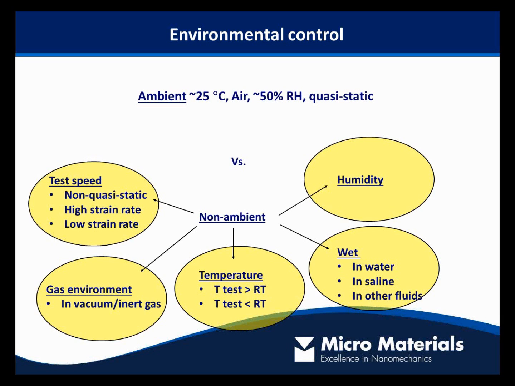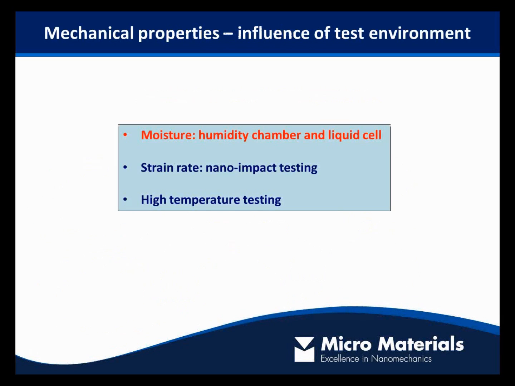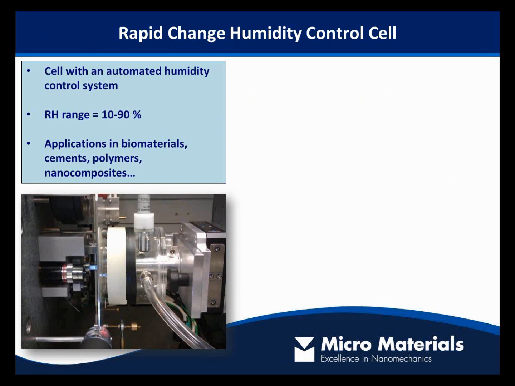So in this next section of the webinar, I'll be describing the influence of test environment, and I'll start looking at moisture, strain rate, and temperature, and I'll start off by looking at the influence of humidity. One of my colleagues here at Micro Materials Ltd has designed a little humidity cell which allows us to enclose a very small volume and automatically change the humidity of the electronic control system in quite a wide range between about 10 and 90% RH, and we can do that very rapidly.